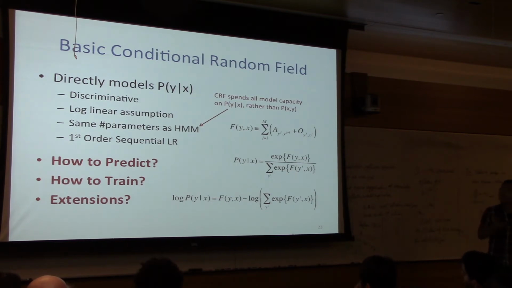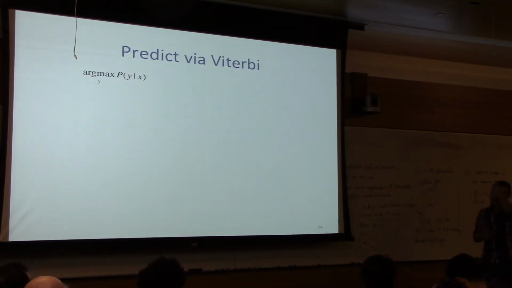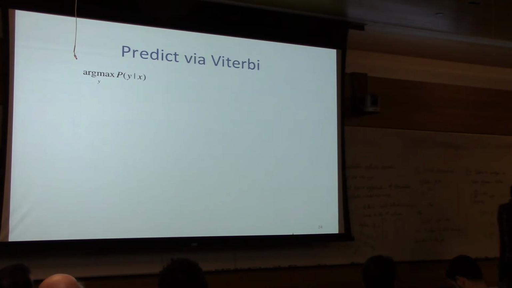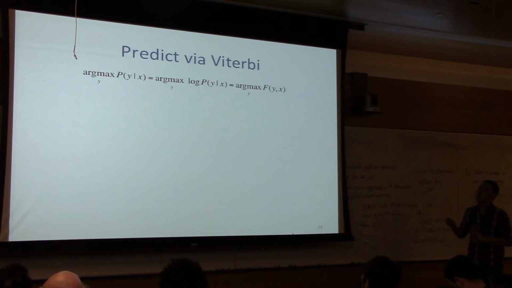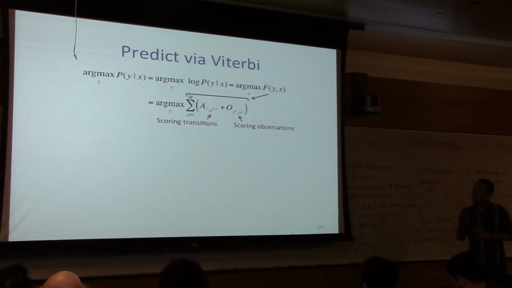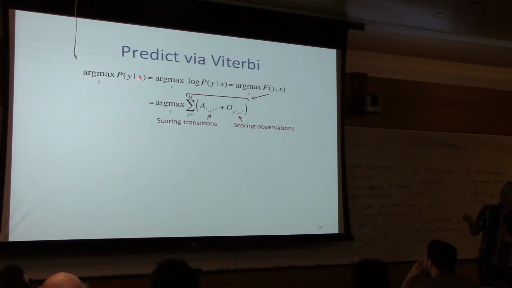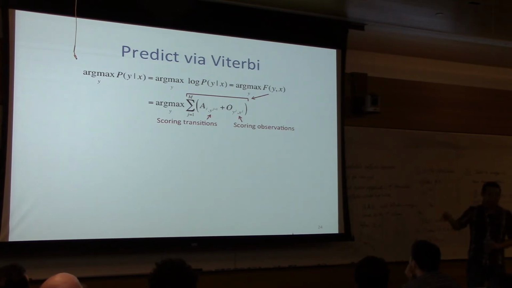What remains? How to make predictions, how to train, extensions. All the fun stuff. Okay, prediction. Actually, you guys already know how to make predictions. If you squint, well, okay. Don't need to squint, I'll show you. So the prediction is to find the highest probability sequence given a trained model. So we're not talking about training. The model is trained. Give it an input sequence. Predict the output sequence with highest probability.